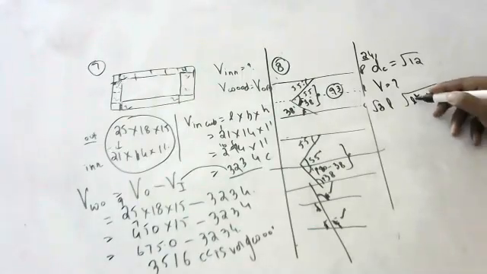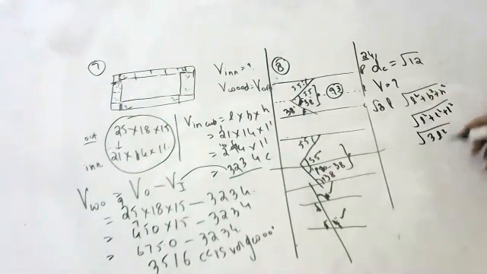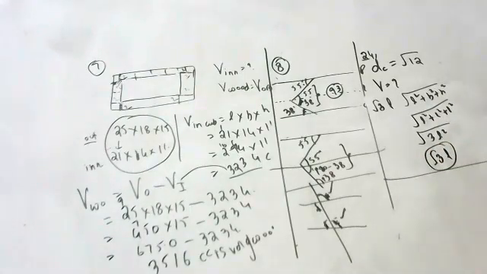Diagonal of a cuboid is root of L square plus B square plus H square. But in a cube, L, B, H are the same. So L square plus L square plus L square, so root of 3L square, so root 3L. Diagonal of a cube is root 3L, and diagonal of a cuboid is root of L square plus B square plus H square.